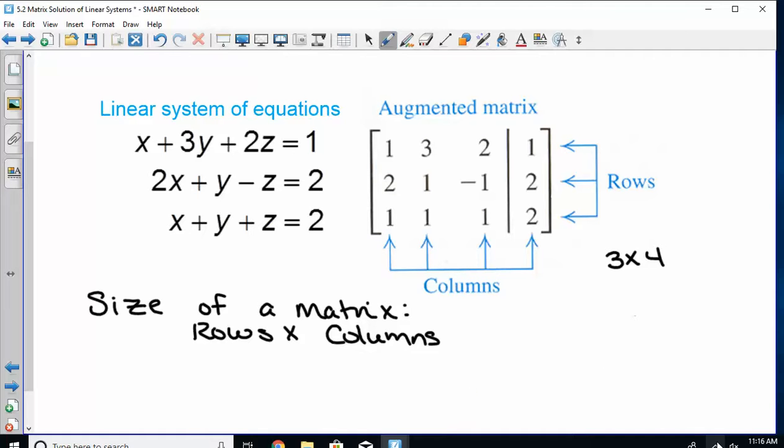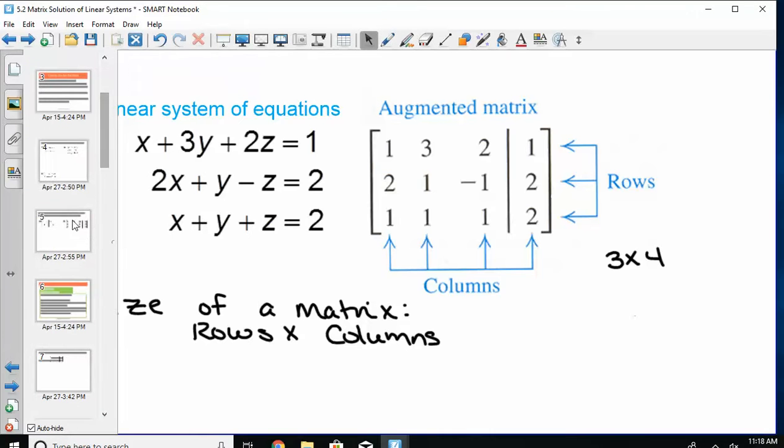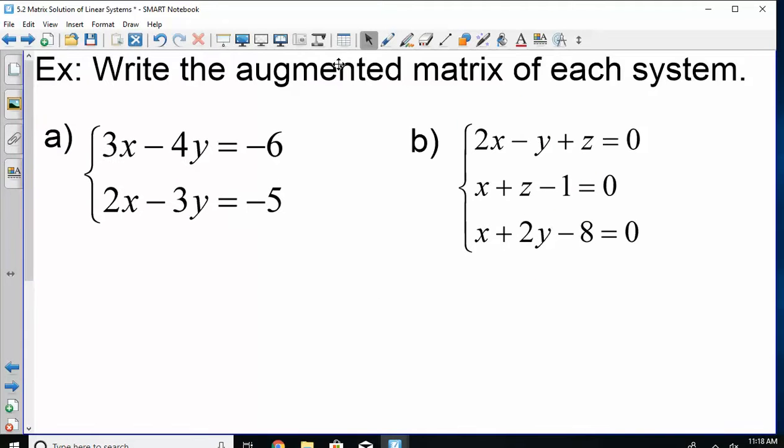I'll give you a second to jot down whatever you want to from here. I'm going to do a couple with you and then I'm going to have you try one. If I wanted to write the matrix, so a matrix has those square brackets around it. You first have to see if you need to manipulate your equations at all. They have to go, we just do alphabetical order for variables. So in this case, x, y equals your constant.